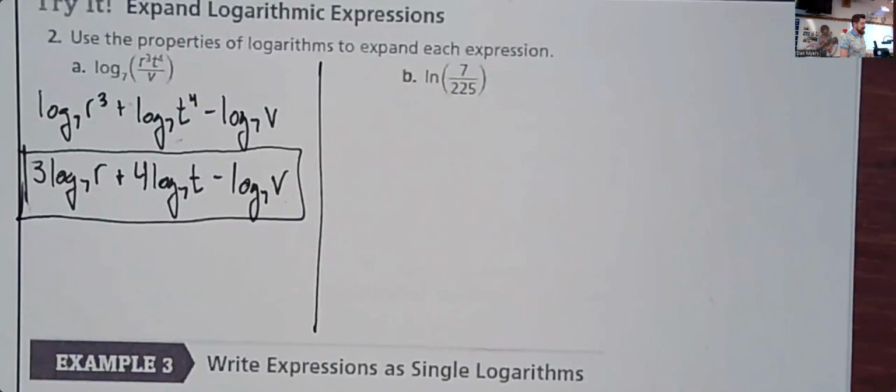I would like you to try B on your own. Just keep in mind that there could be factors. And when I say factors, I want prime factorization. If there is a number that can be factored out, I want you to factor it out, and I want you to use prime factorization to do that.